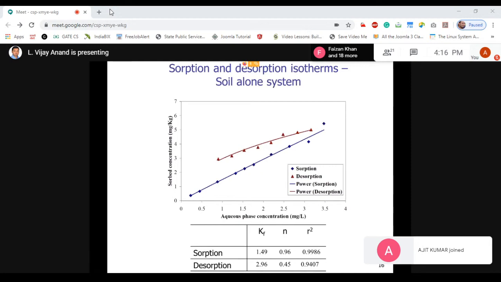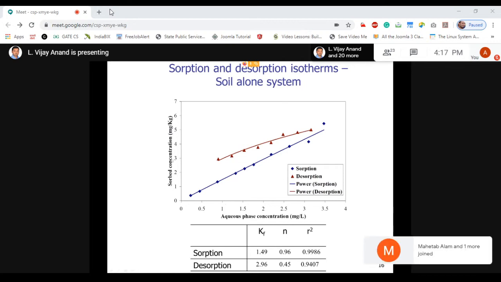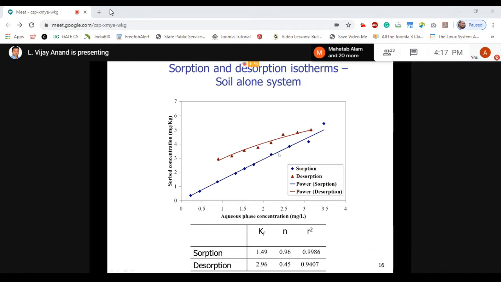Given a total concentration of contaminant, the pesticide, it's going to partition between the aqueous phase and the sorbed phase. That is essentially captured through this isotherm. The blue line indicates the sorption isotherm: as aqueous phase concentration varies, what is the amount of pesticide sorption happening to the soil? And the brown triangles and the fitted brown line indicate the desorption process. As you can see, the sorption and desorption lines are not matching, showing that there is a hysteretic phenomenon happening.